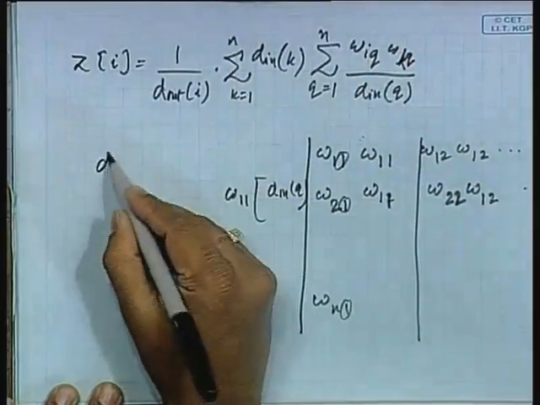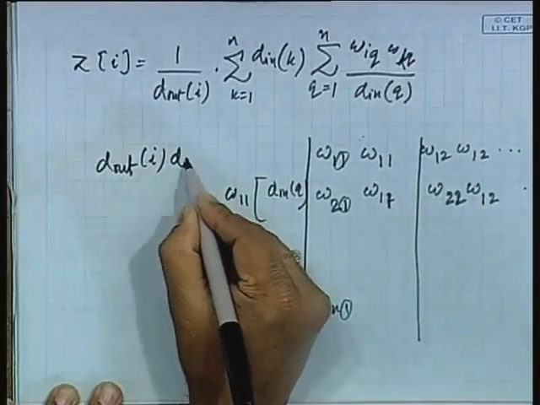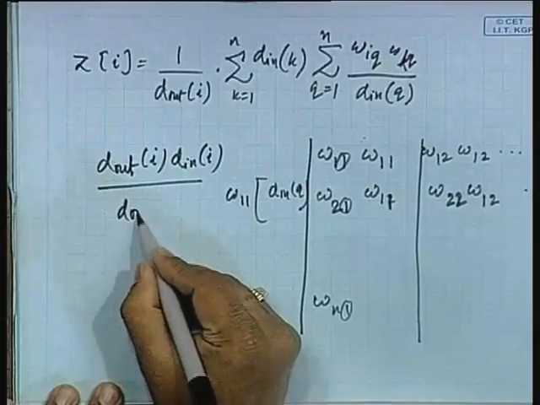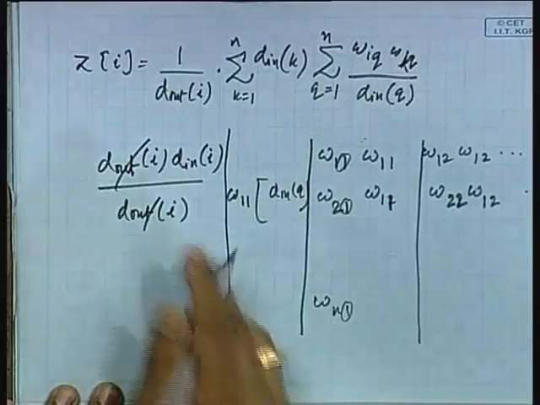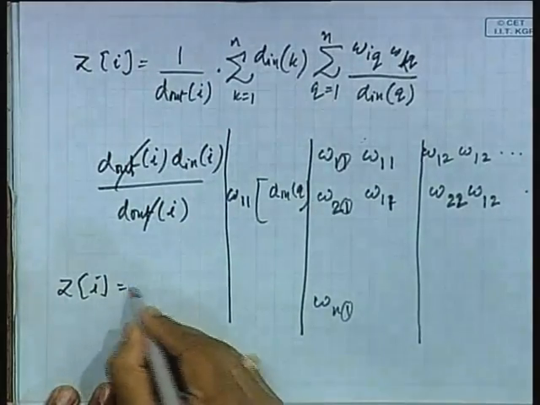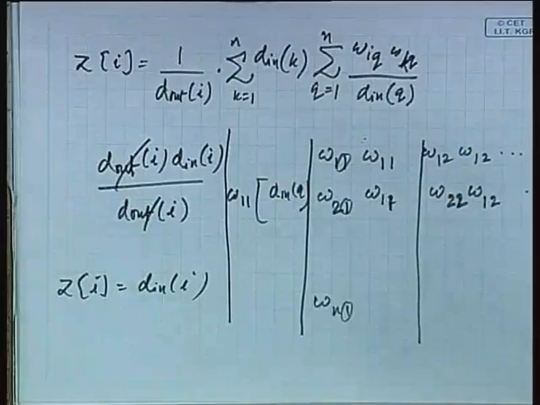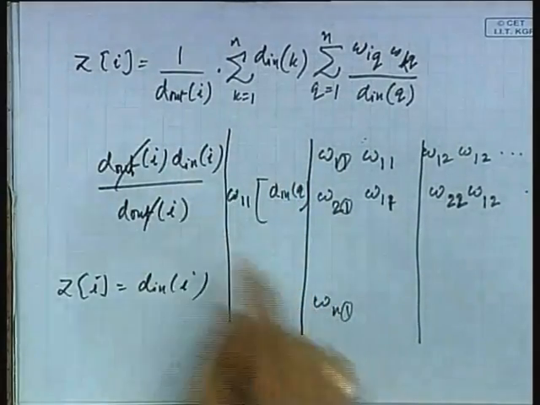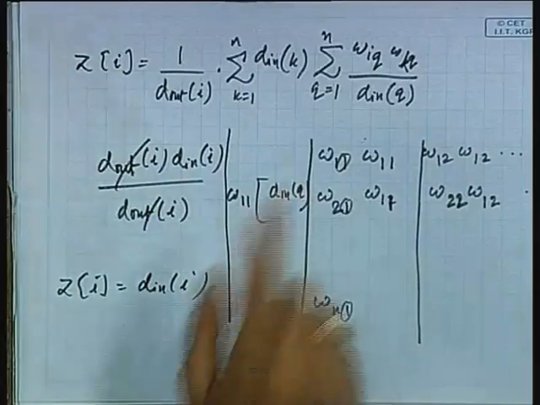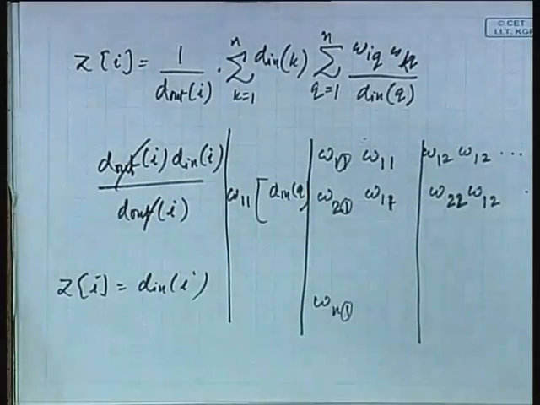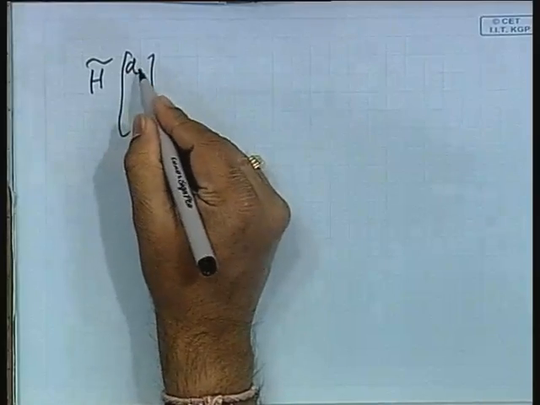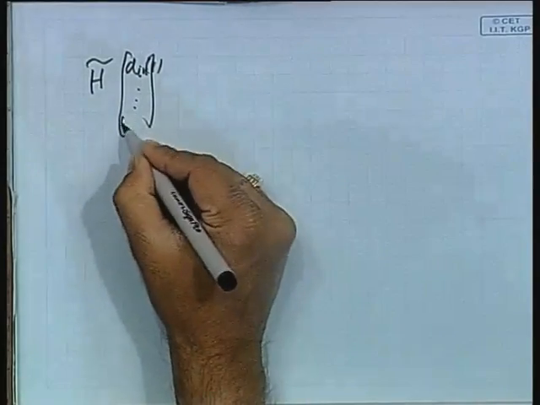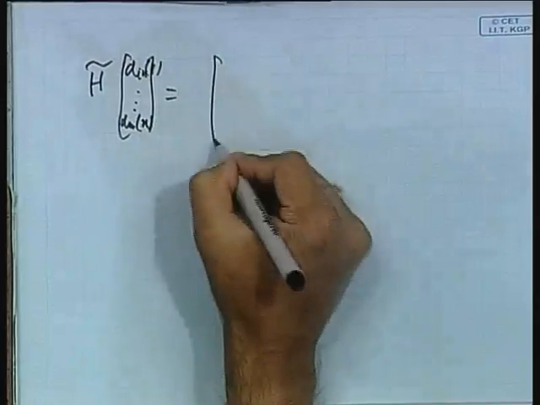So, this whole thing will come out as d out I into d in I, and then you have d out I here. So, this will cancel out and finally, it will be equal to d in I. So, this should show you that this is the eigenvector, because you expect Zi to be d in I, because you multiplied with d in I. So, in general it will be the same vector. So, if you do now h I with this vector d in 1 to d in n, you will get the same one.